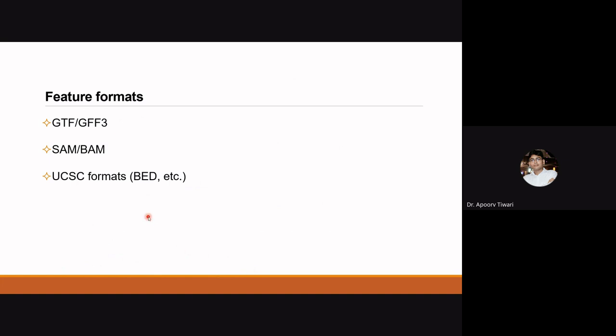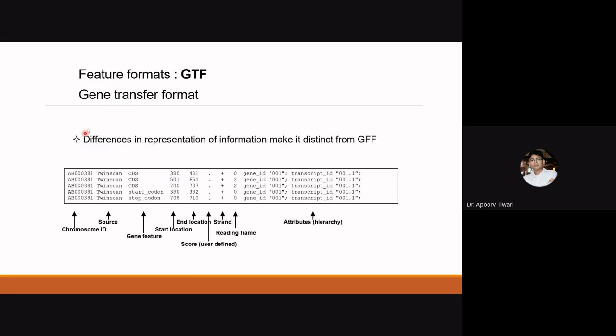So what are the feature formats? These are the GTF and GFF files, SAM and BAM files, and BED files. So what is the GTF? GTF is a gene transfer file, and this is the structure of a GTF file. It has the information of the chromosome and the source of the sequence, the gene features like CDS, start codon, stop codon, and the start location and end location. Then the strand, positive or negative. So these are the information stored in the GTF file format.